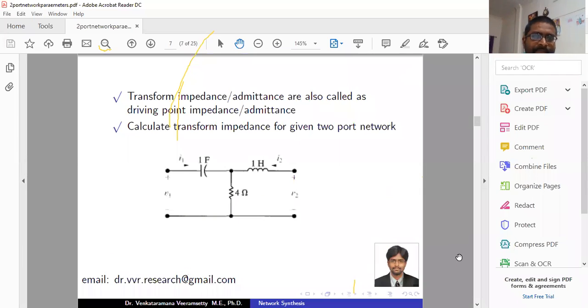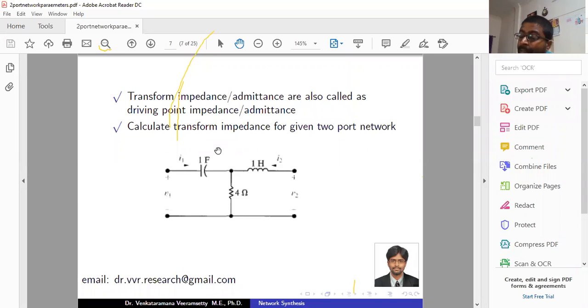Right? Now, transform impedance or transform admittance are also called the driving point impedance or driving point admittance. Why is it called a driving point impedance or driving point admittance? Because we are going to calculate the impedance or admittance at a pair of terminals. At a pair of terminals, generally we connect the driving force, either a voltage source or a current source. So that impedance is called a driving point impedance or admittance.